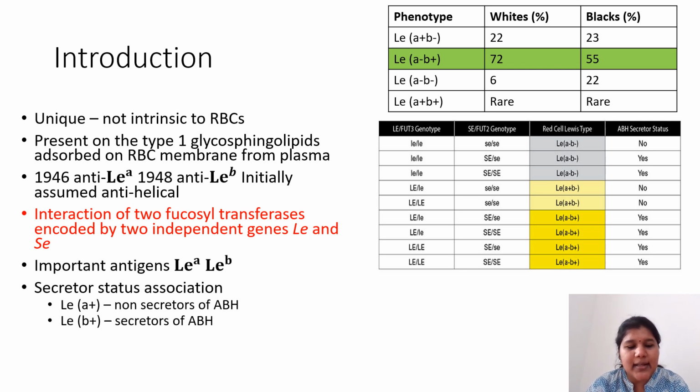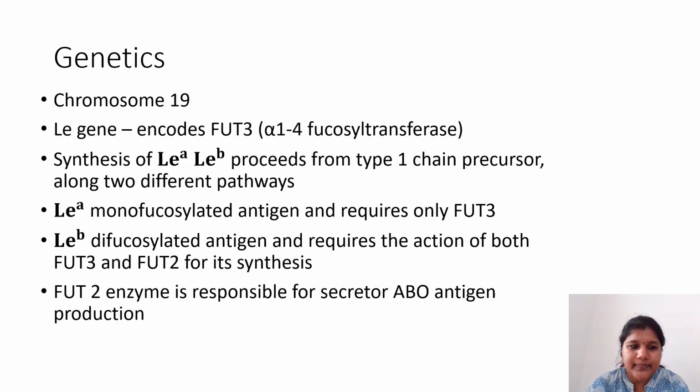The Lewis antigens, that is Lewis A and Lewis B, are produced by the interaction of two fucosyl transferases encoded by two independent genes, the LE and the SE gene. The secretor status is also associated with the Lewis antigen synthesis. Lewis A individuals are non-secretors and Lewis B are secretors. If we see the prevalence, Lewis B is the more common one.